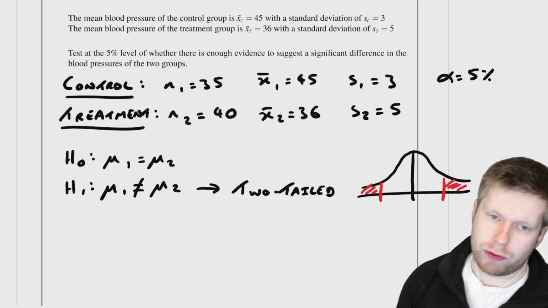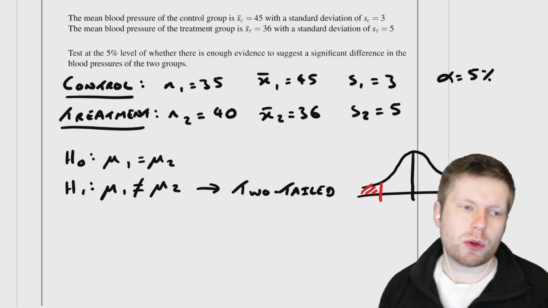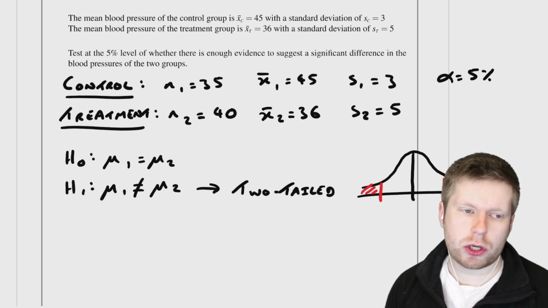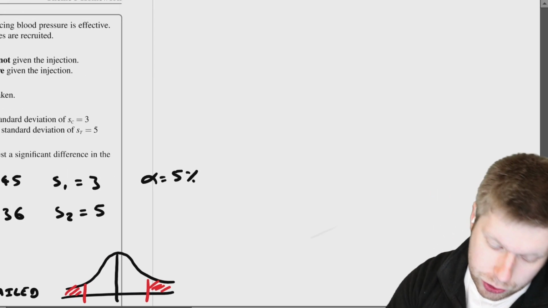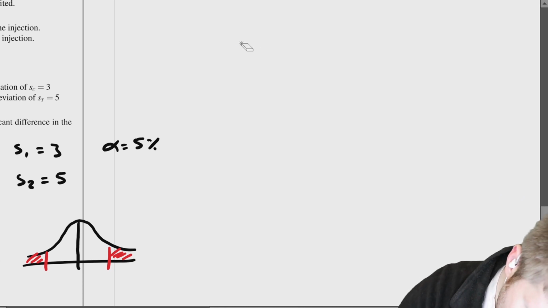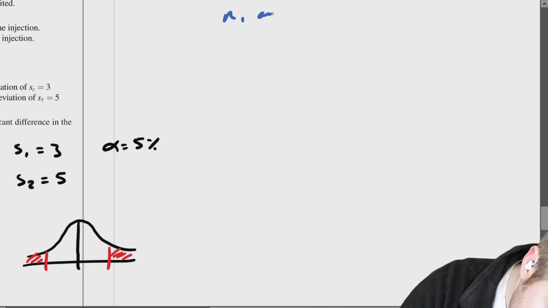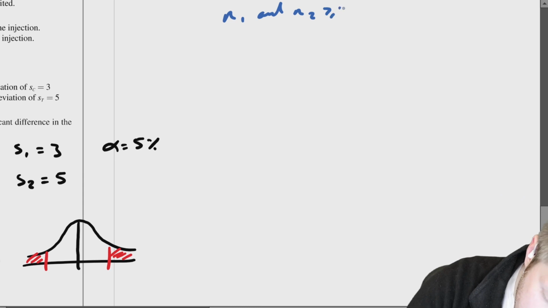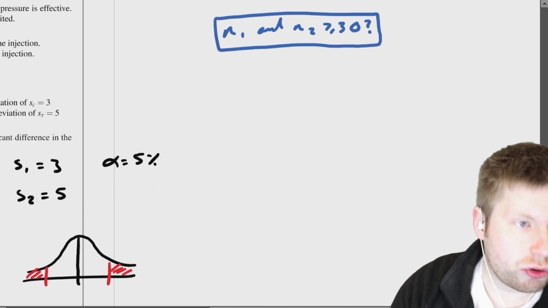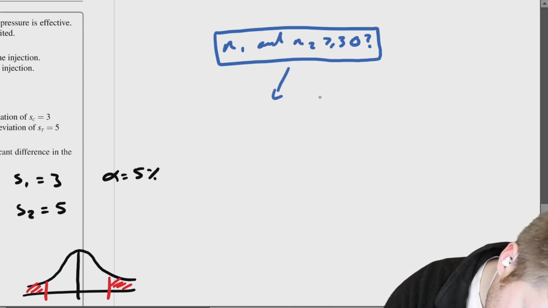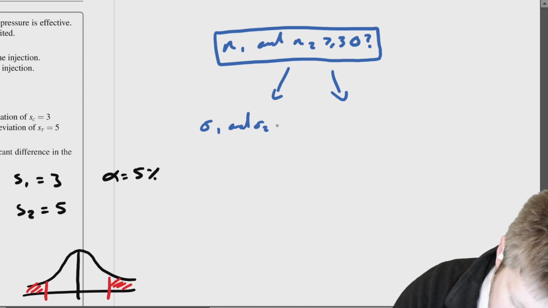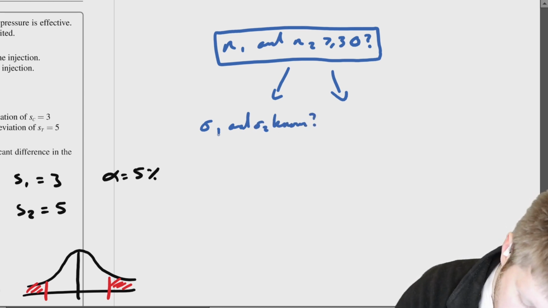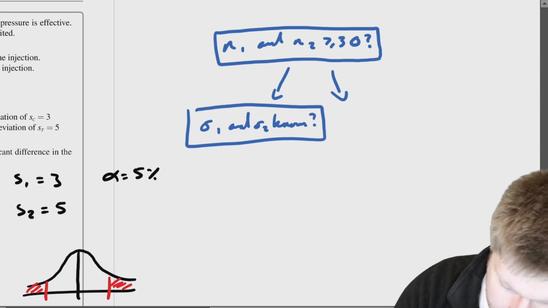So I need to work out the critical value. Before I do so, however, I need to work out, is it a T distribution or is it a Z distribution? So let's work that out now. Remember, there's two questions you need to ask yourself. Number one, are N1 and N2 greater than or equal to 30? In other words, are the sample sizes big enough for both the treatment and the control group? The second question you need to ask yourself is, do you know the population standard deviation for both groups? Not just one, do you know the population standard deviation for both?